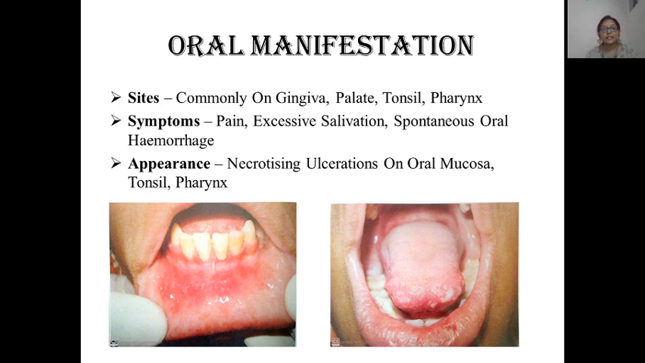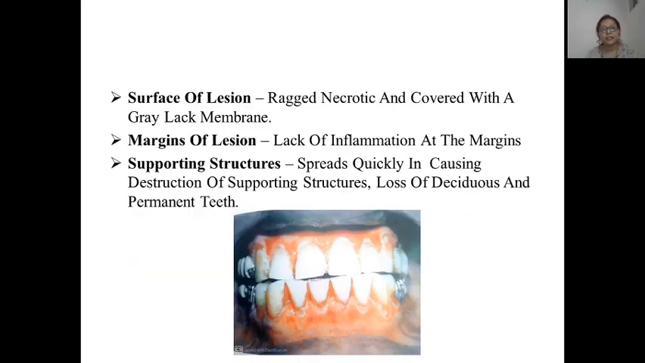Oral manifestations: the sites are commonly the gingiva, palate, tonsil, and pharynx, and the symptoms are pain, excessive salivation, and spontaneous oral hemorrhage. The appearance is necrotizing ulceration on the oral mucosa, tonsils, and pharynx. The surface of the lesion is ragged, necrotic, and covered with a grey membrane. The margins of the lesion show a lack of inflammation, and the lesions spread quickly through the supportive structures, with loss or loosening of the deciduous and the permanent teeth.